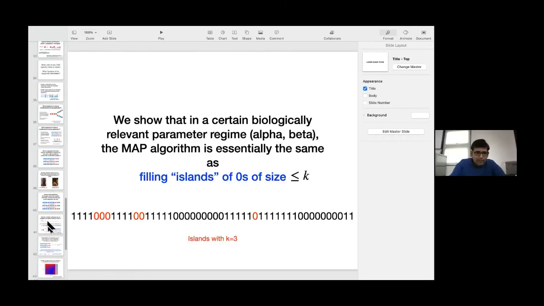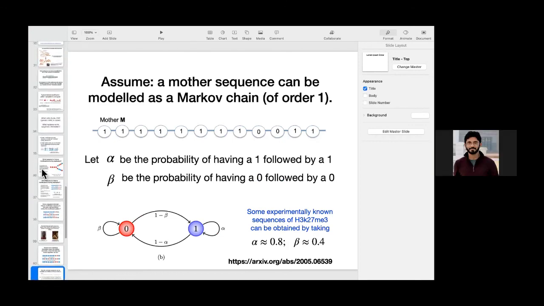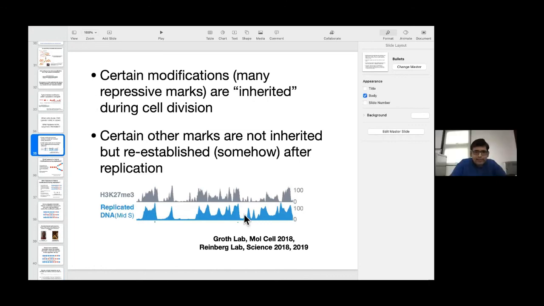What is known is this data that I showed. This is very recent data. Let me just go back. This is from two labs, Anja Groth and Danny Reinberg's lab. What they showed is that soon after replication, they look in a time-dependent manner, half an hour, one hour, at how close they are. So it's of course a population average. There is no single cell data. This is all we have at the moment.